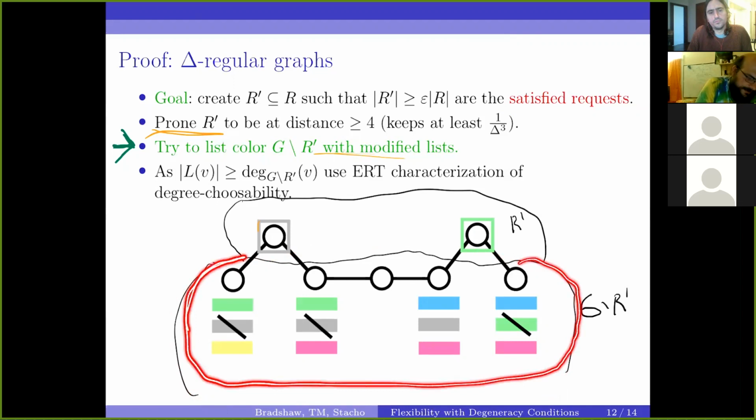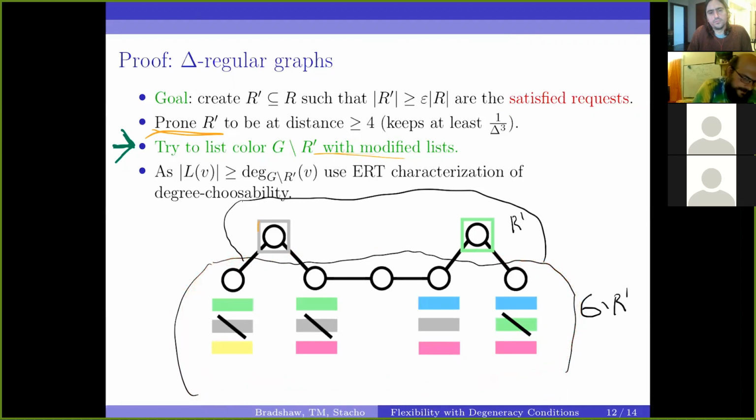this now has a list of the vertices. The size of the list is at least the degree of the vertices. So we can try to use list color G minus R prime and use Erdős-Rubin-Taylor's characterization that I showed on the previous slide to show how G minus R prime looks like.